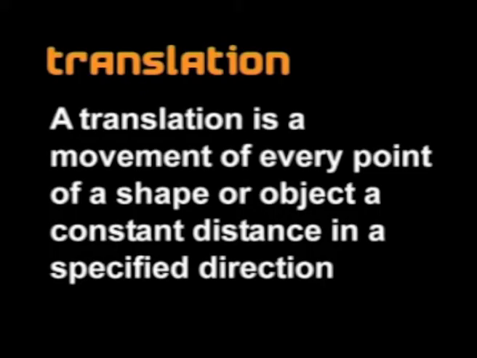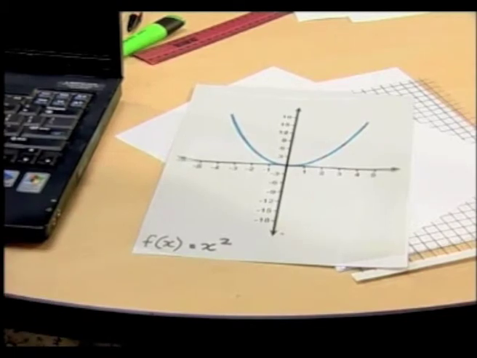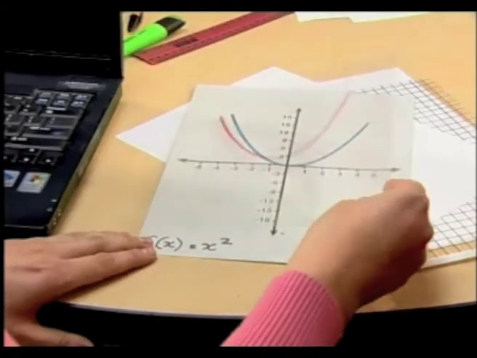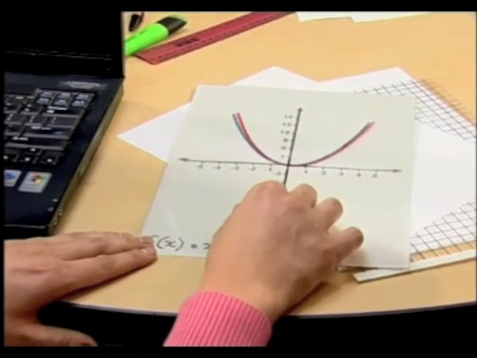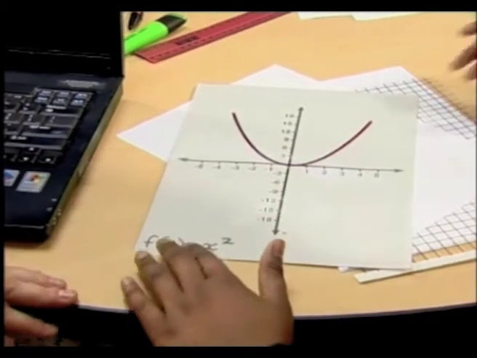A translation is defined as a movement of every point of a shape or object a constant distance in the specified direction. Okay, so here we have the graph of the function f of x equals x squared. On this transparency, I have traced out f of x in a different color. Can you predict what will happen if I slide the transparency upwards?